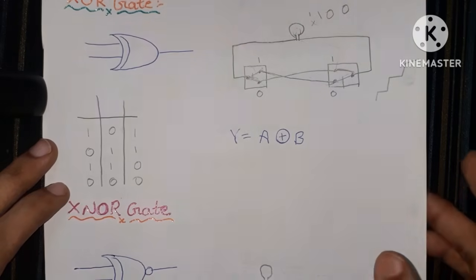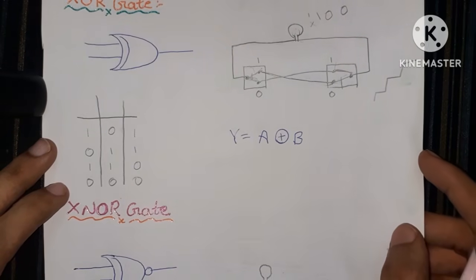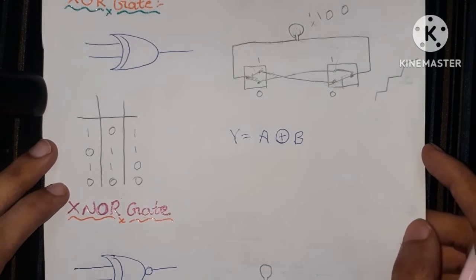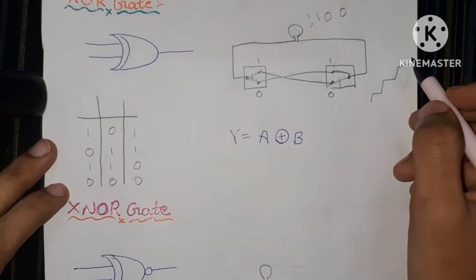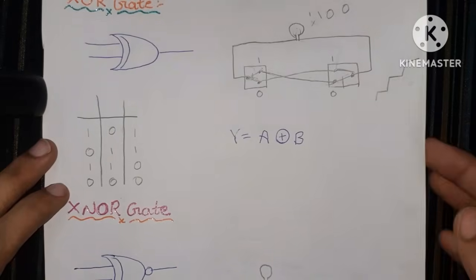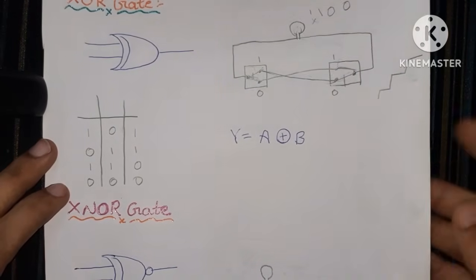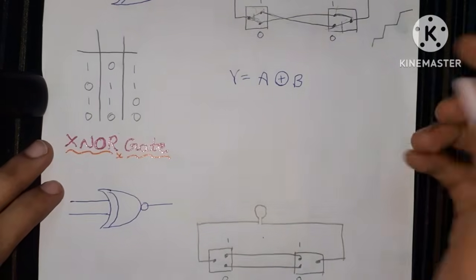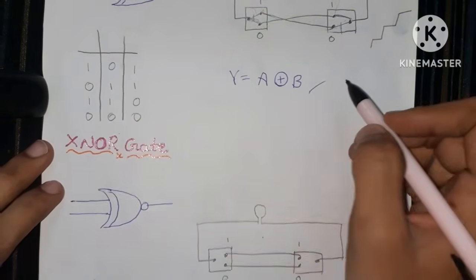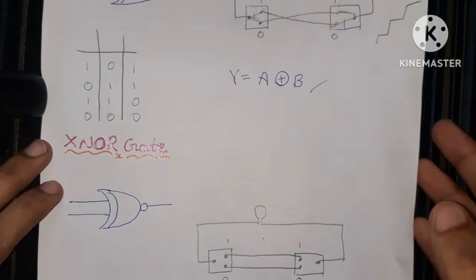Okay, this is the XOR gate, how the XOR gate will function. This is the example of the staircase. This is also popularly known as the staircase example. I have explained to you how the XOR gate works, and this is the Boolean equation of the XOR gate. Remember this.